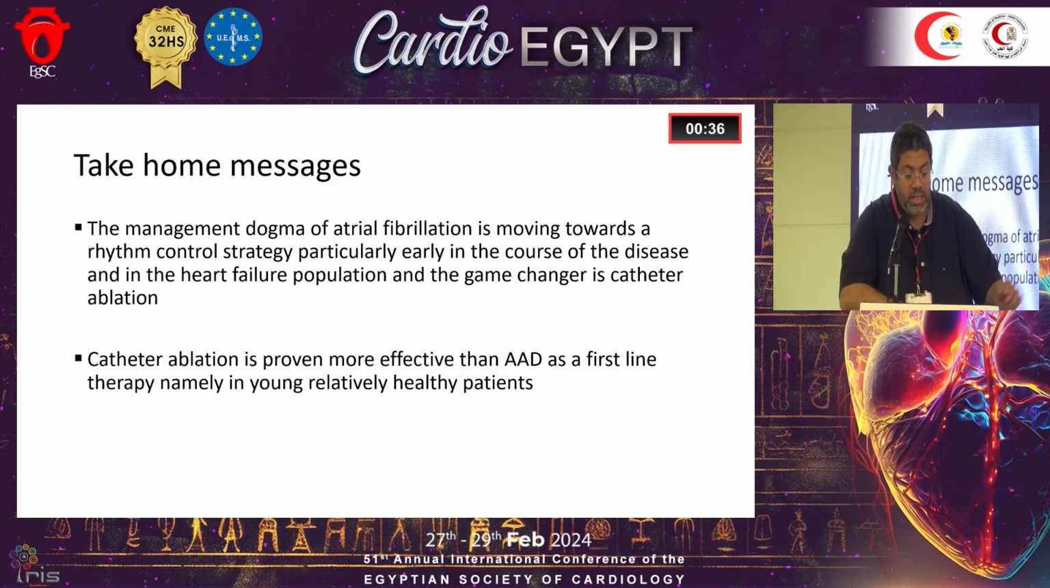These are my take-home messages. The management dogma of atrial fibrillation is moving towards a rhythm control strategy, particularly early in the course of the disease and in the heart failure population, and the game changer is catheter ablation. Catheter ablation is proven more effective than antiarrhythmic drugs as a first-line therapy, namely in young, relatively healthy patients. And with that, I conclude.